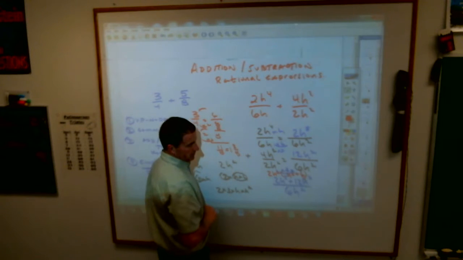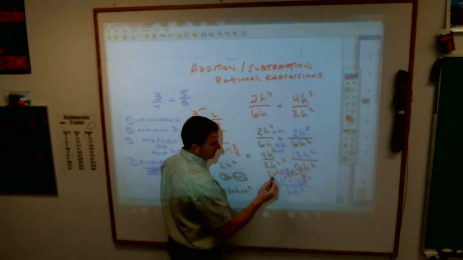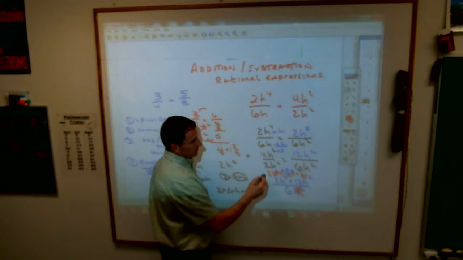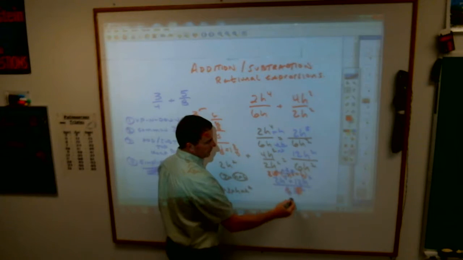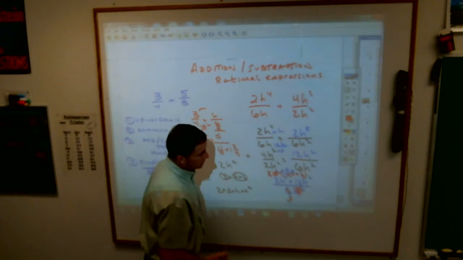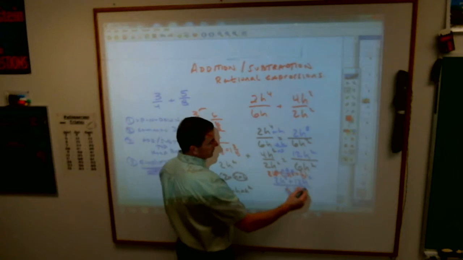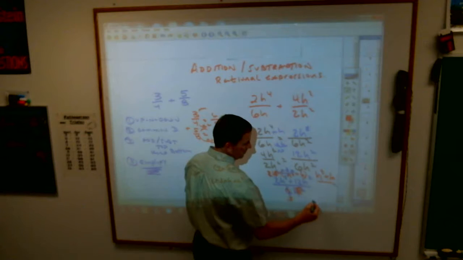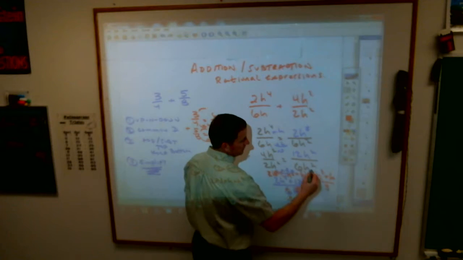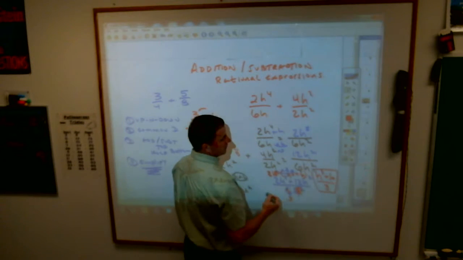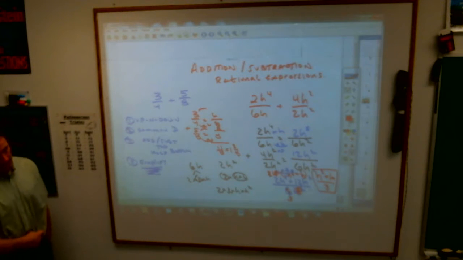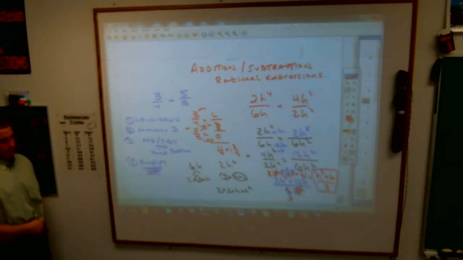Correct? And now, h squared is a factor, it crosses off with the h squared there. 2 can cross into the 6 and give you a 3 on the bottom. So your answer, when all of the smoke clears, is h to the 3rd plus 6 over 3. Why can't I cross the 3 off with the 6? Because they're not factors, they're addends.